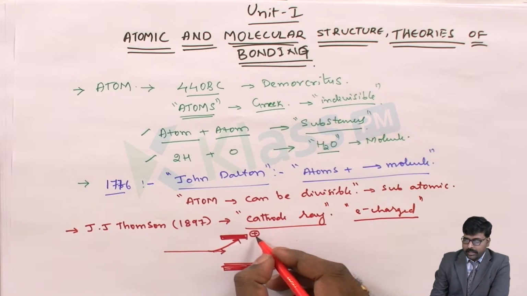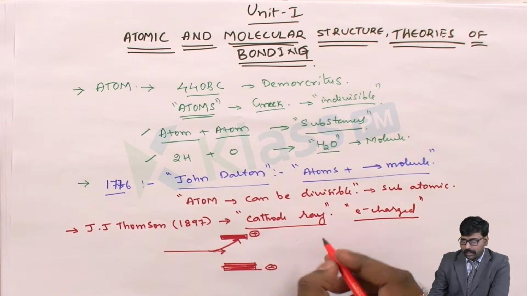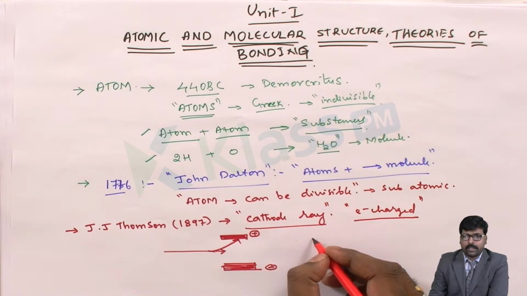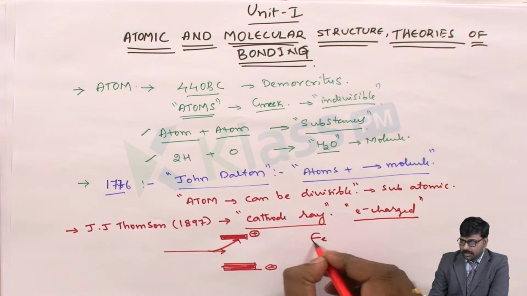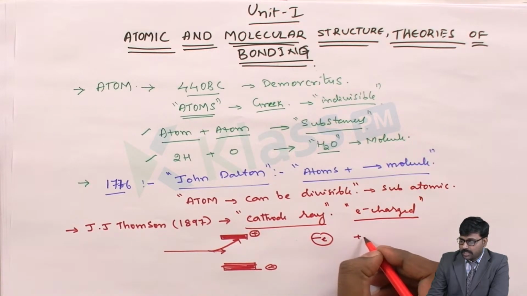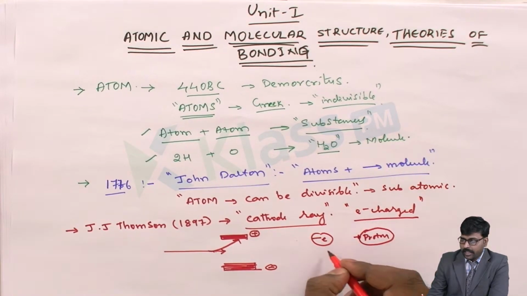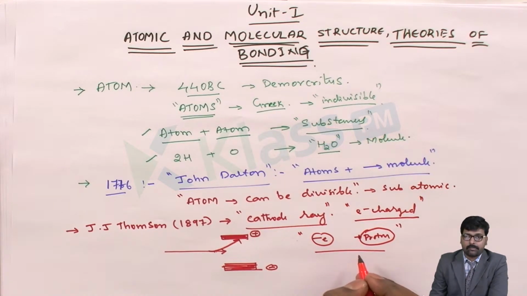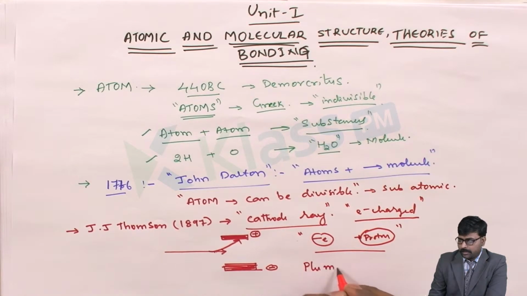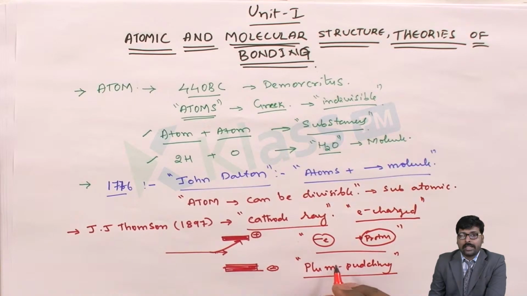And then he said that subatomic particles are either negatively charged or positively charged, like electrons and protons, but he failed to explain how these are present in an atom. Then, you know, it is the plum pudding type of arrangement he explained for the atom.